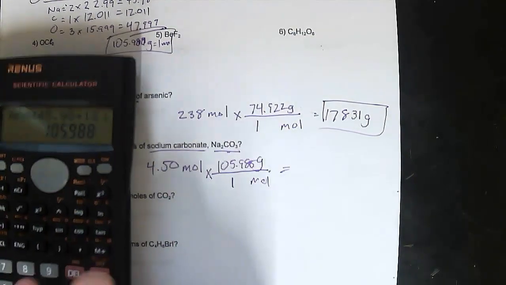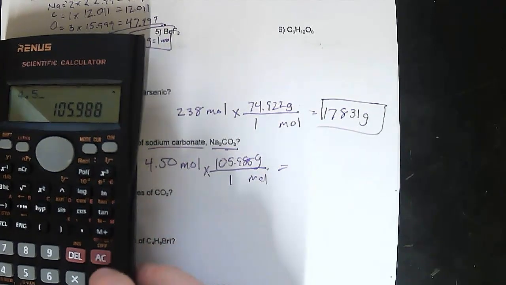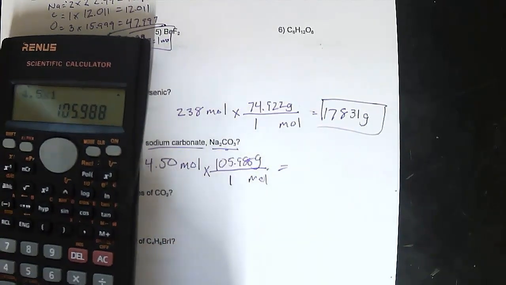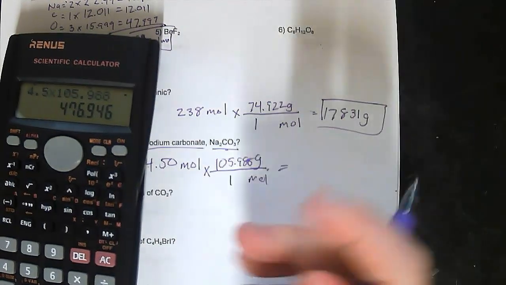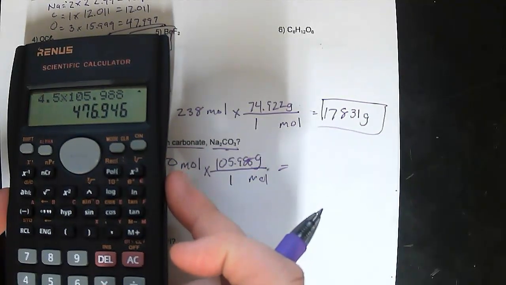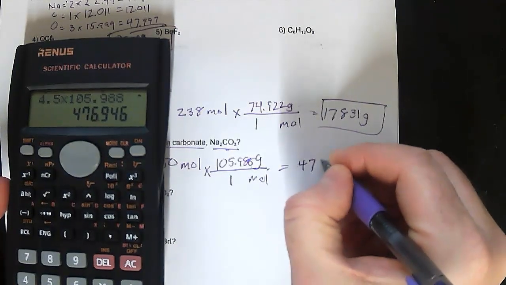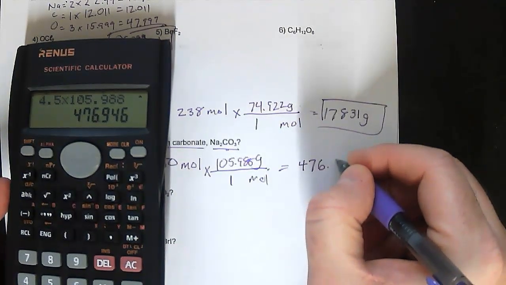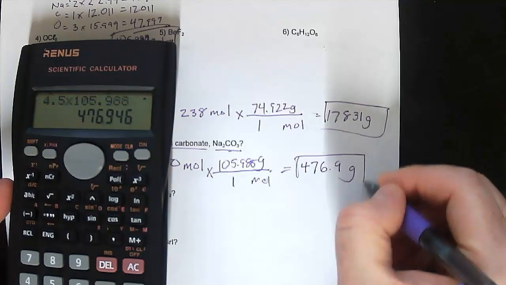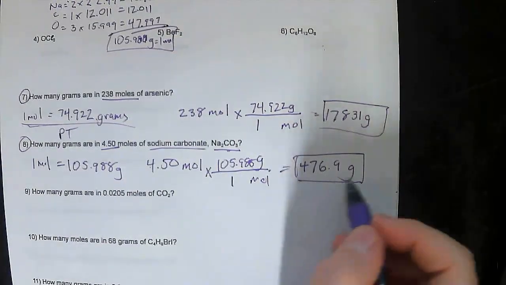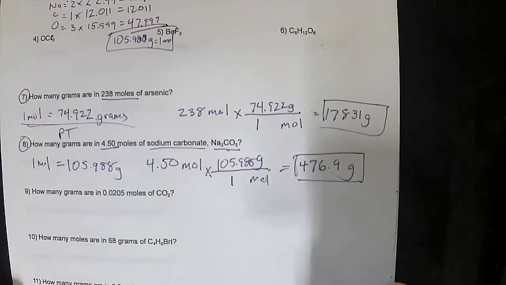So we do 4.5 times 105.988, and that is equal to 476.9 grams. So those are the sample problems. Hopefully that helps you and you can get the rest of the sheet done.